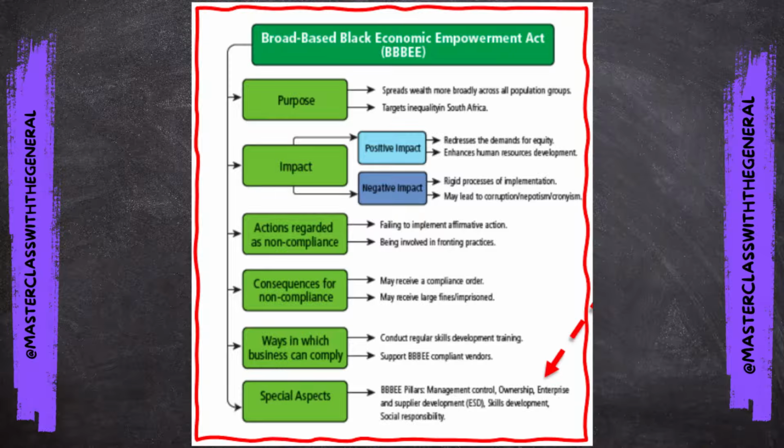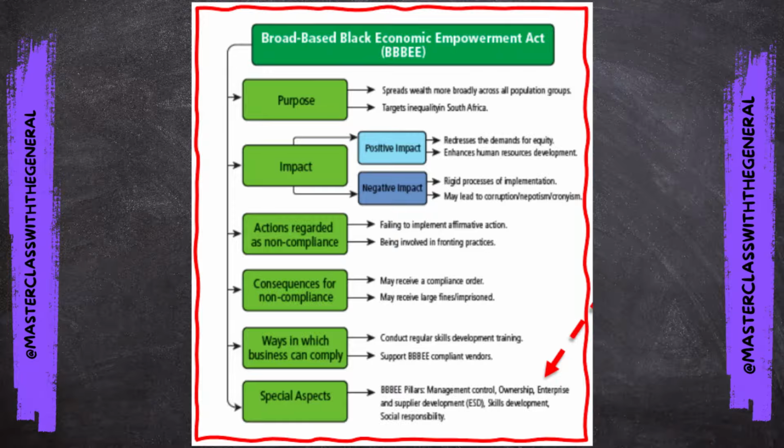Number one, the purpose. It spreads wealth more broadly across all population groups. So you know that because of apartheid, whites had more money and more resources because they were given more opportunities during apartheid than any other race or any other ethnicity in South Africa. So broad-based Black economic empowerment is meant to allow other people the same opportunities or even more opportunities so they can catch up in terms of economic participation. So it spreads wealth more broadly across all population groups.